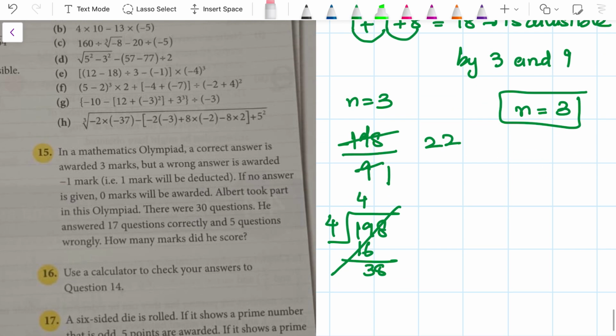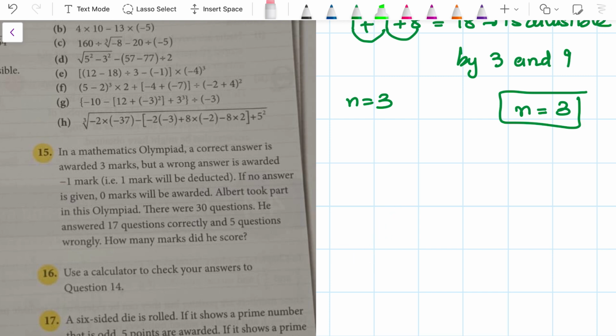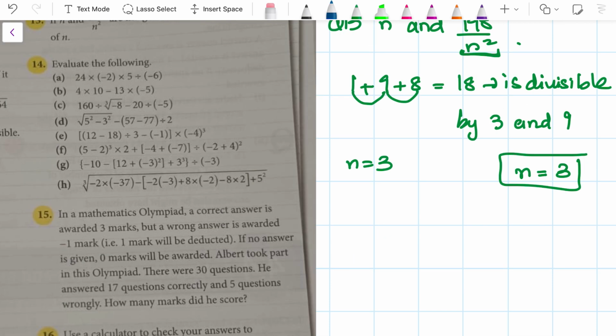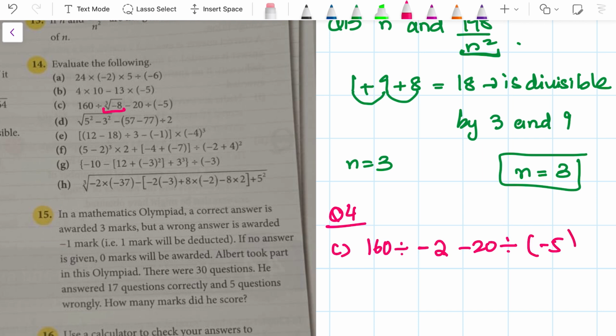Okay. Now let's start with question number 4. I think there must be more than one value of n over here. Let's try it out. No, I think the n value will only be 3. Alright, let's look at question number 4. A couple of questions. Let's look at C part. 160 divided by cube root of minus 8, which is a minus 2. 160 divided by minus 2 is a minus 80. Minus 20 divided by minus 5 is going to be a plus 4. So minus 80 plus 4 is going to be a minus 76.